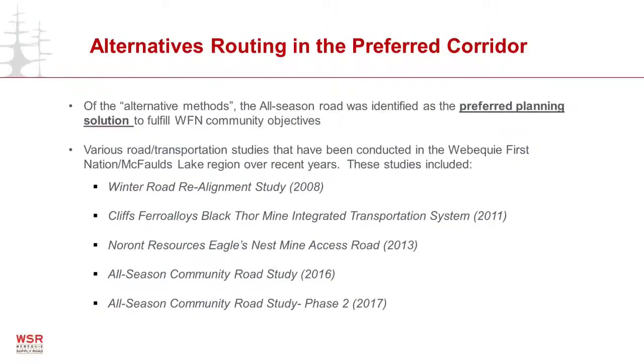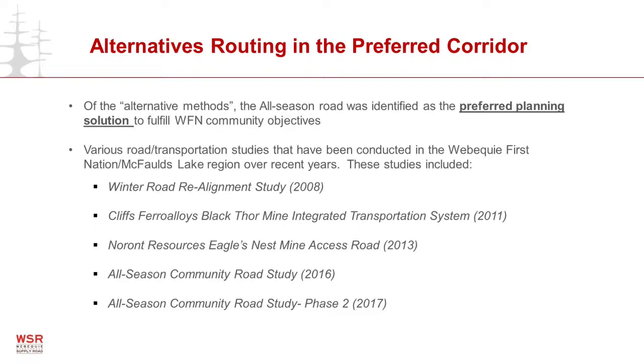An all-season road was identified as the preferred planning solution to fulfill WFN community objectives. So, of the alternatives that we just talked about, the all-season road was the preferred planning solution identified. Now, there has been a lot of study in this area going back as far as 2008, perhaps earlier as well. There's been a lot of study looking at different proposed routes for all-season roads for different purposes, but still all related and all in the same region.